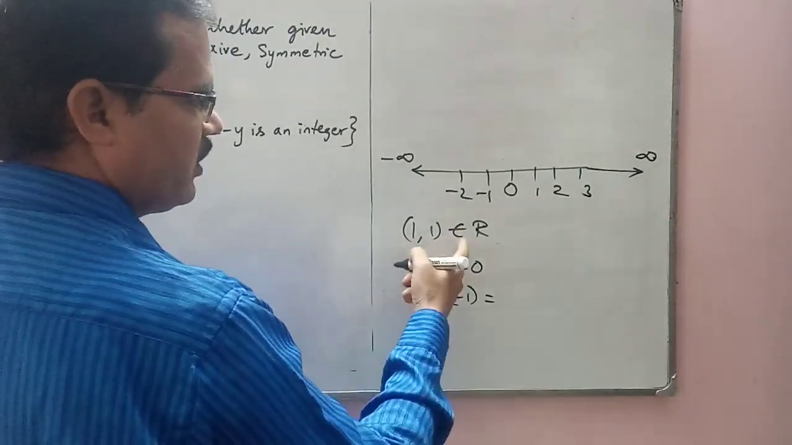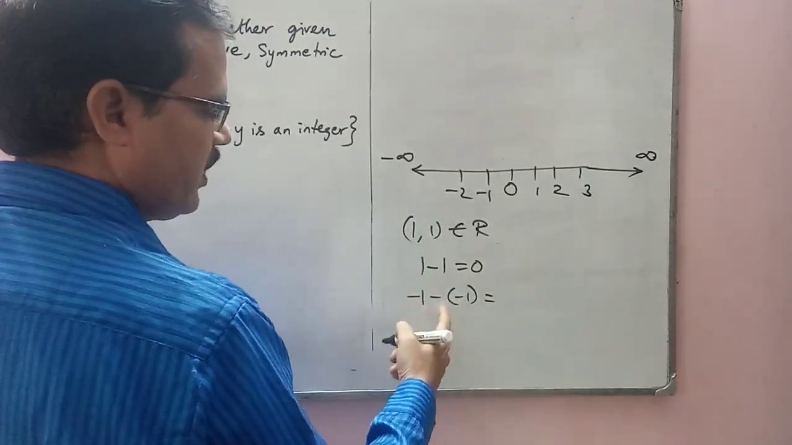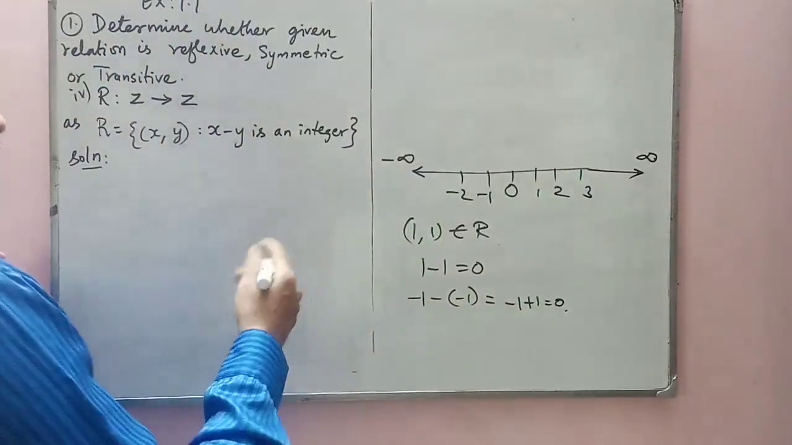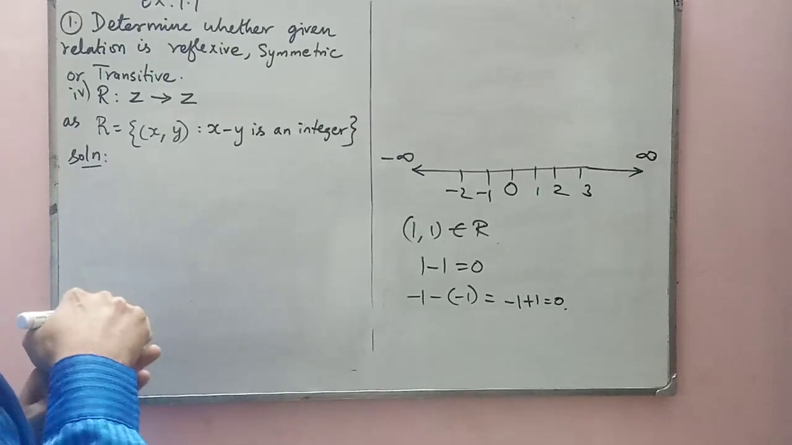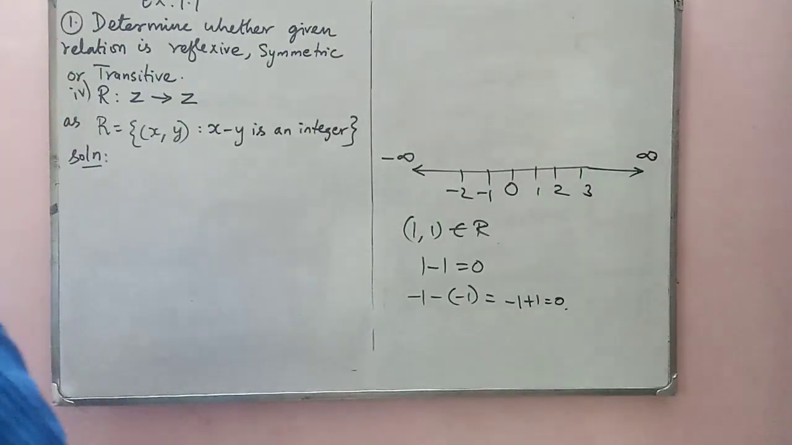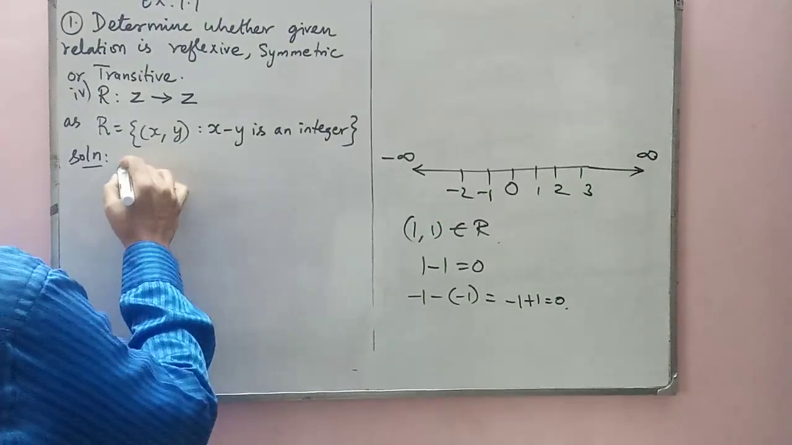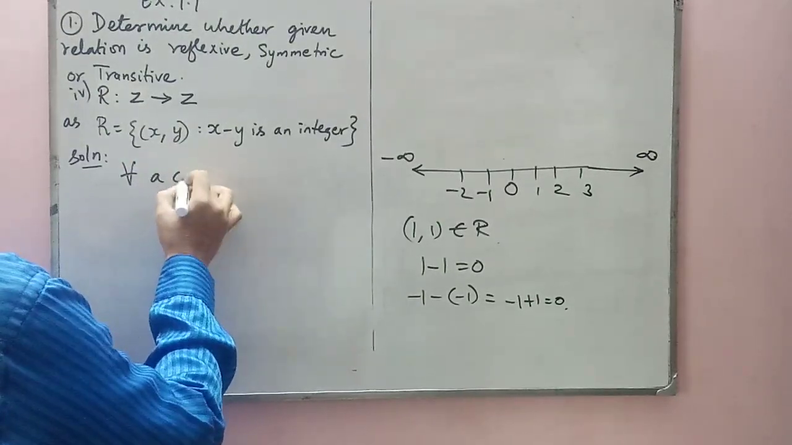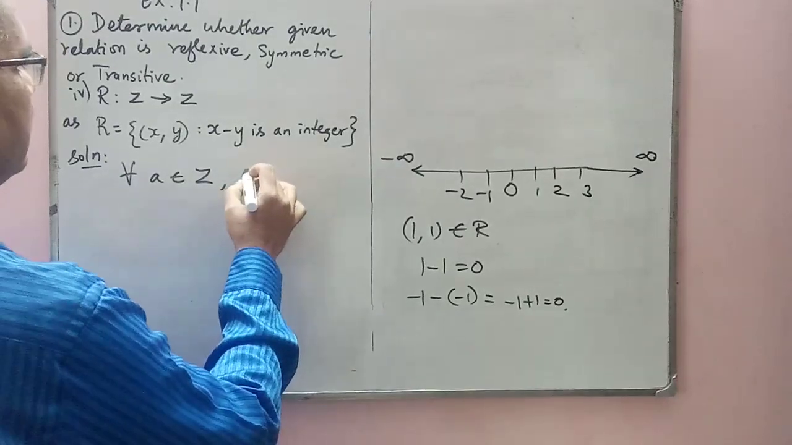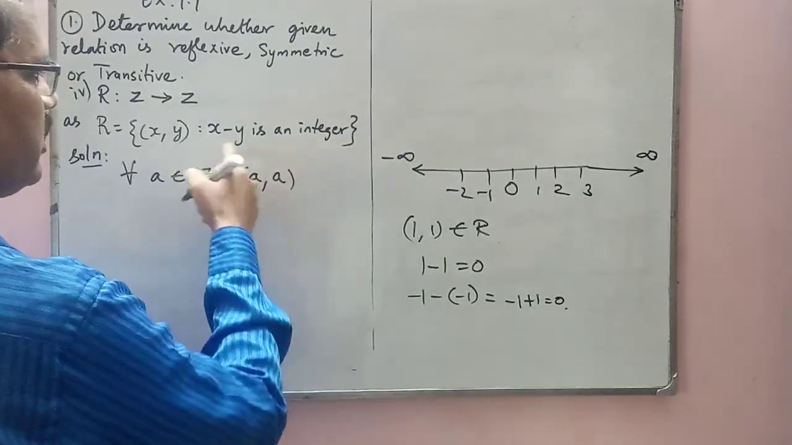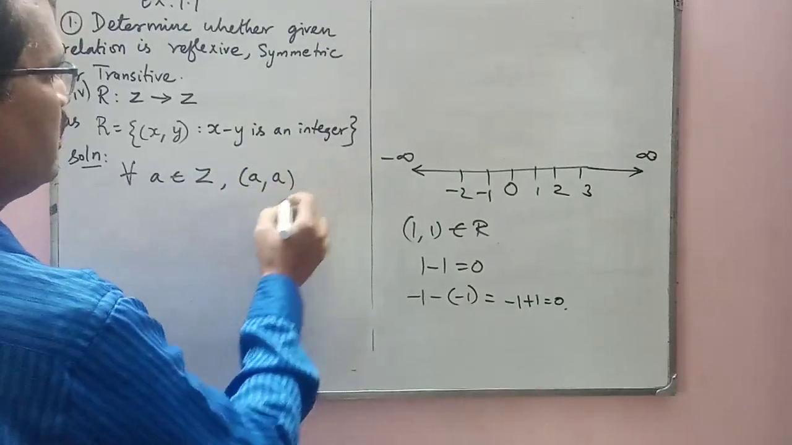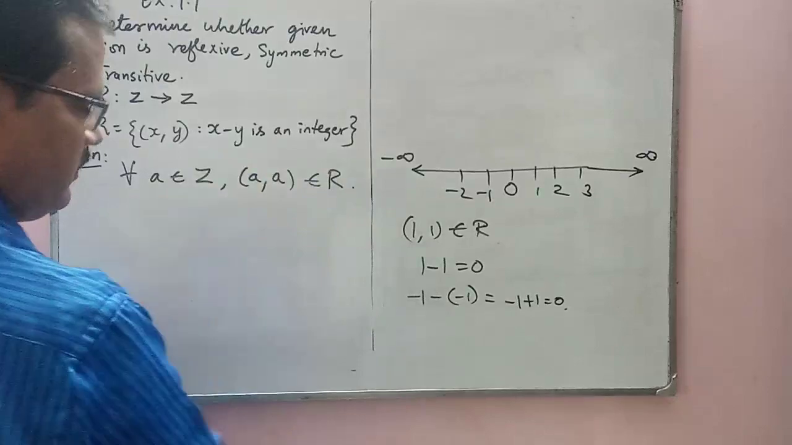So I'm checking for reflexive. Minus 1 minus of minus 1 is minus 1 plus 1, which is equal to 0. So the difference between any two integers that are the same number itself is 0. For every element a belonging to Z, the set of integers, we can observe that the difference between the same number is also an integer. So (a, a) belongs to R.